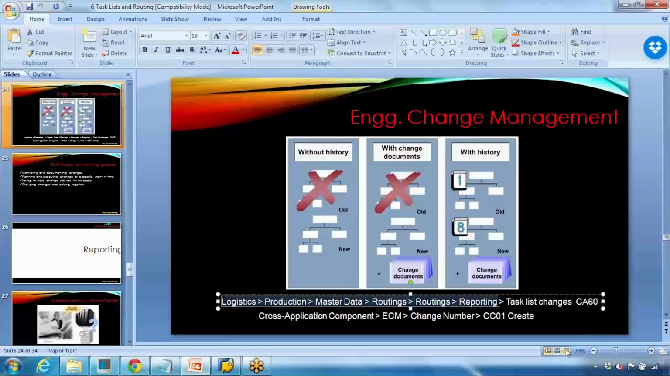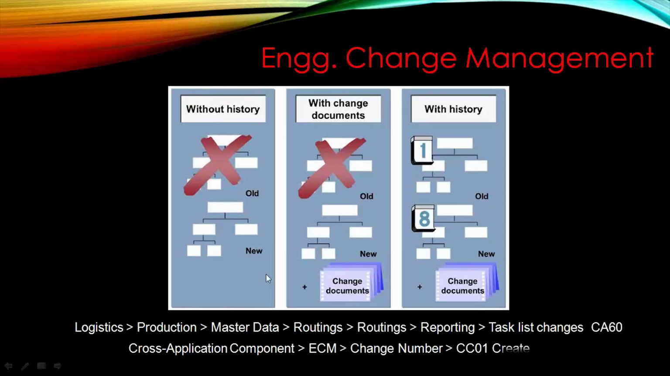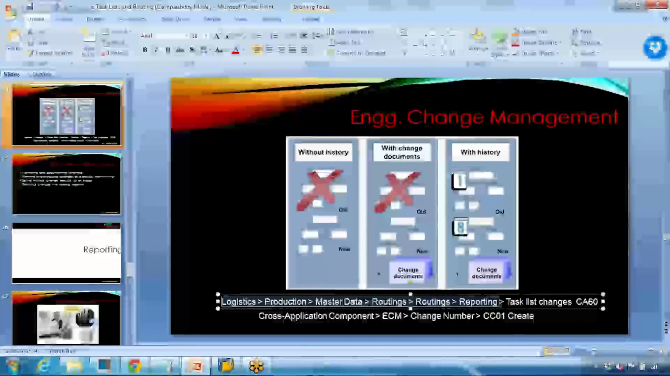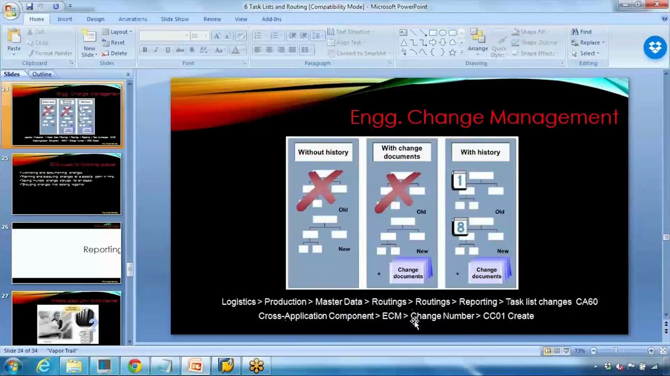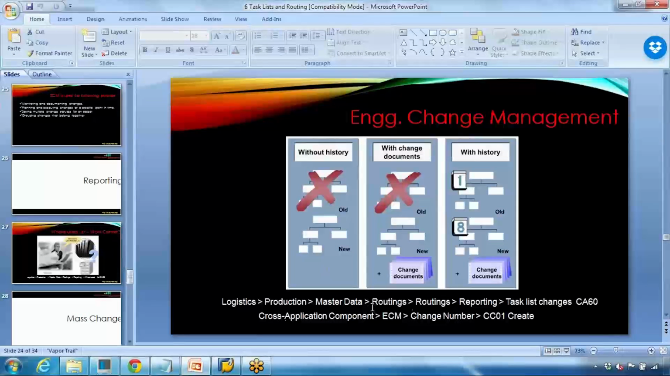But if you want to apply a change in the future, that means I'm creating a change today, but I want this one to be applied on a specific date in the future, that can be done by engineering change management. That means I will create the change today, however, it will be effective in the future on a specific date. So if you want to do that, you need to create an engineering change number.